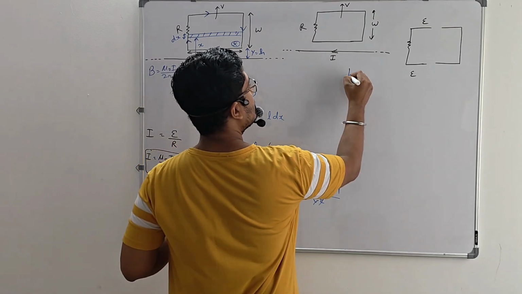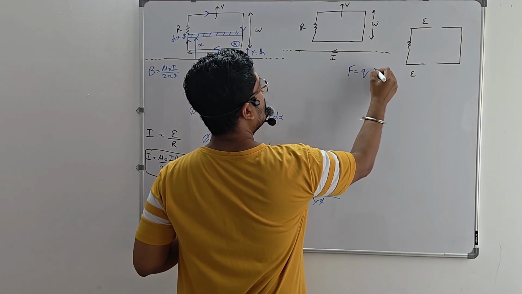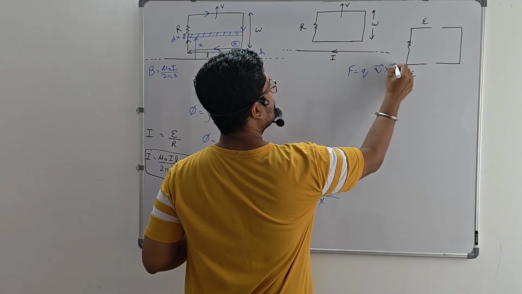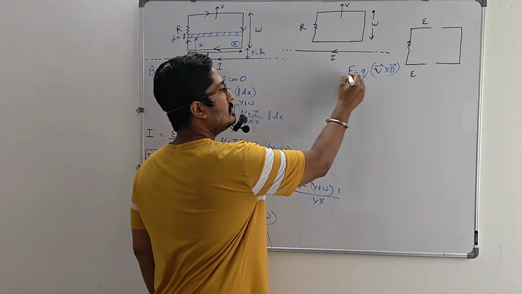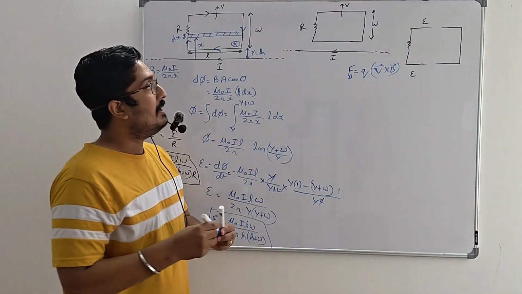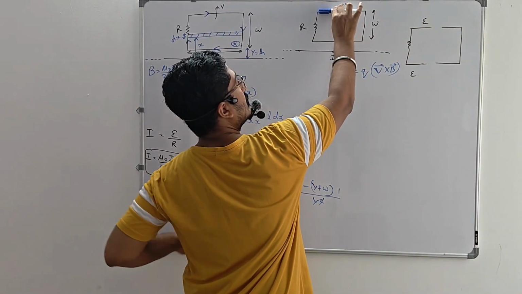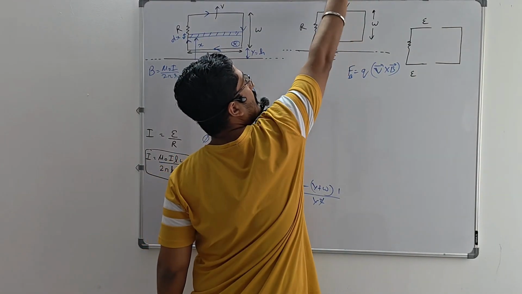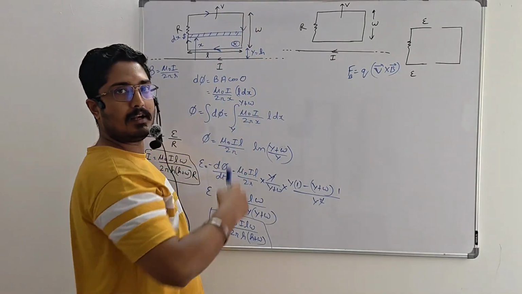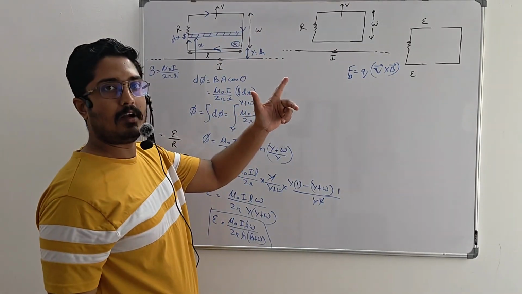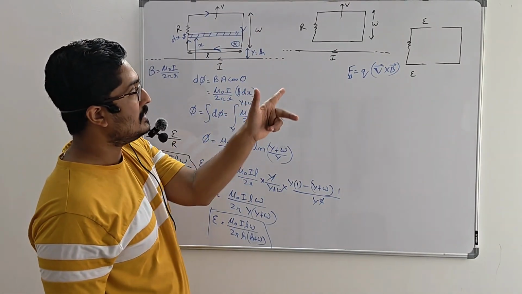The formula is F equals Q into V cross B. This is the formula that we can use, the magnetic force acting on the charges. So when this side of the coil is moving in that direction, all the charges inside the coil are also moving in that direction. So if you use Fleming's left hand rule, the magnetic field is into the board.